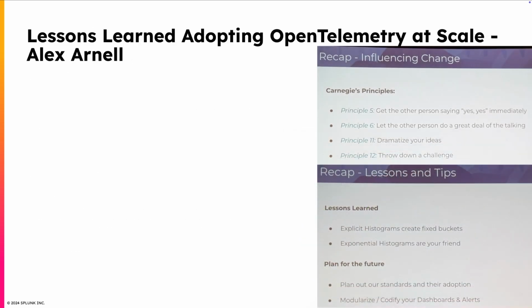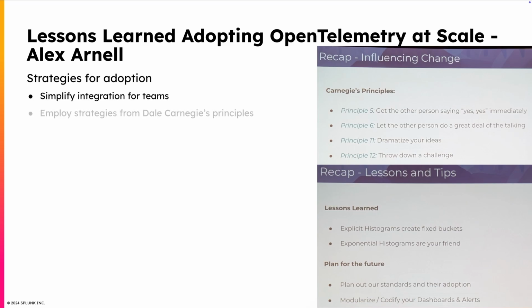The next session I attended was about lessons learned when adopting OpenTelemetry at scale. The speaker discussed strategies for adoption, which included simplifying the integration of OpenTelemetry for teams and also employing strategy from Dale Carnegie's principles. I think if you're trying to get buy-in from development teams when implementing an observability solution like OpenTelemetry, it's incredibly important to define an easy on-ramp for their team to integrate the observability solution into their project.